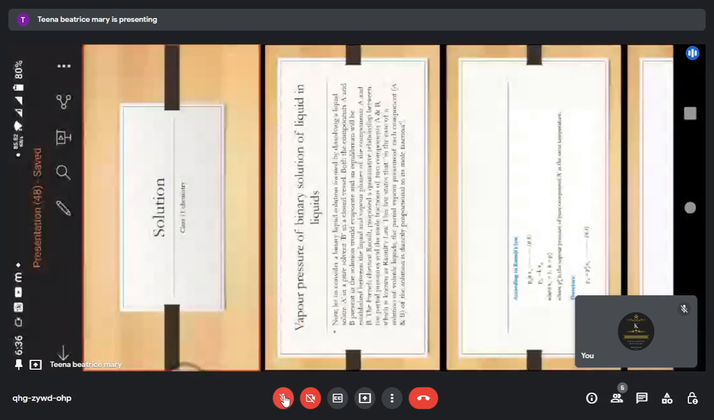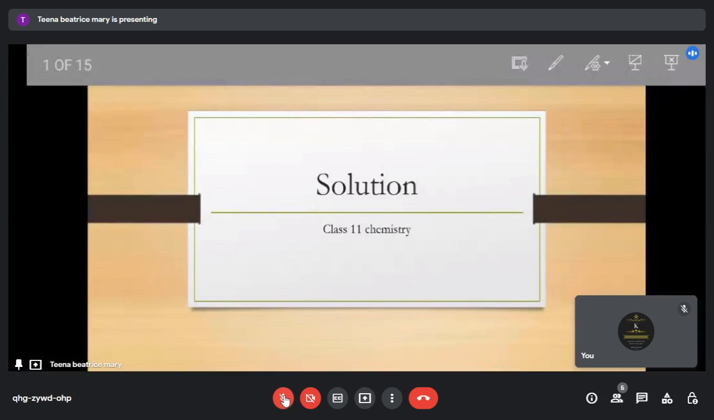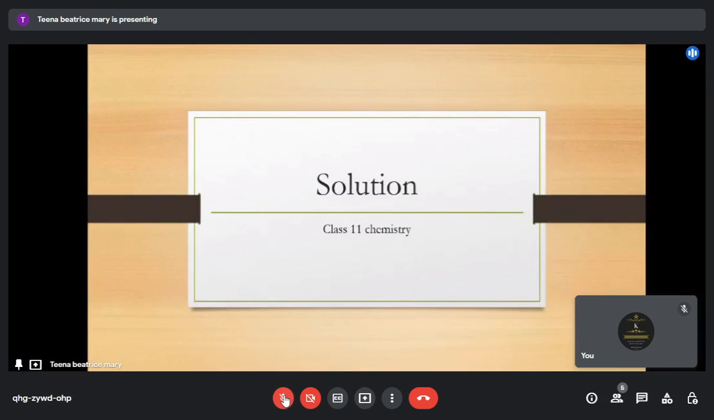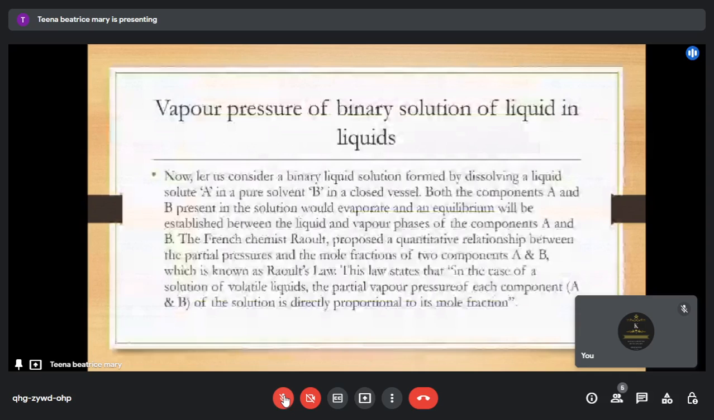Can anyone define, previous class attend பண்ணவங்களுக்கு தெரியும். Henry's law என்ன சொல்ல வராங்க? Anybody? Statement or else: The vapor pressure of a solute is directly proportional to the mole fraction of solute in solution. Very good. So that is what is known as Henry's law.